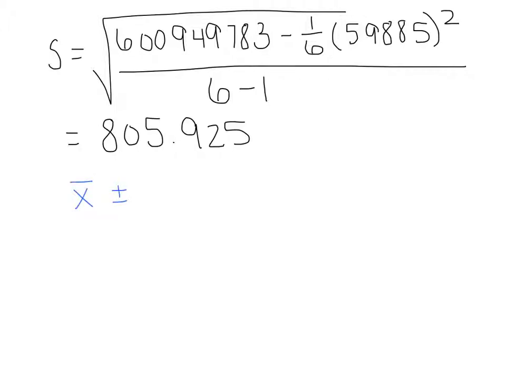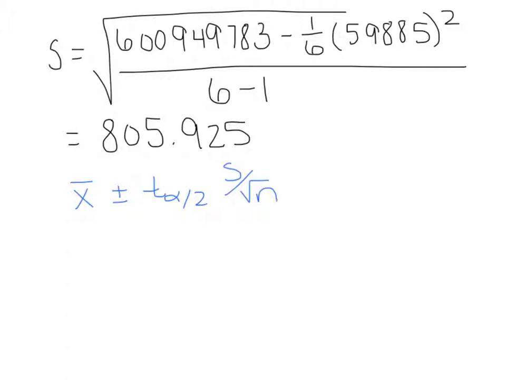X bar plus or minus T alpha over 2 times S over the square root of n. Okay, so X bar, you can go back a couple of slides. I don't know if I can do that in the middle of my talk here. I guess I can't. So just go back and look at that previous slide if you want.